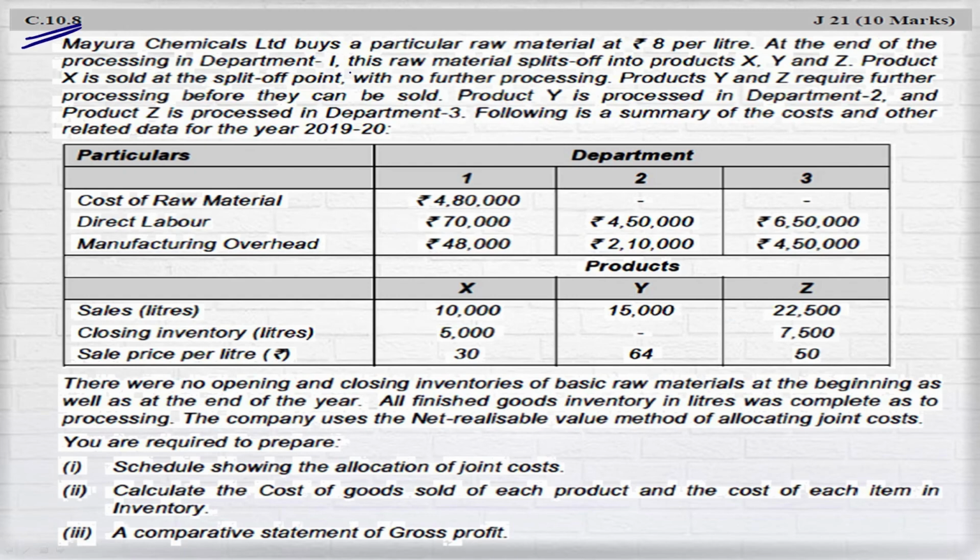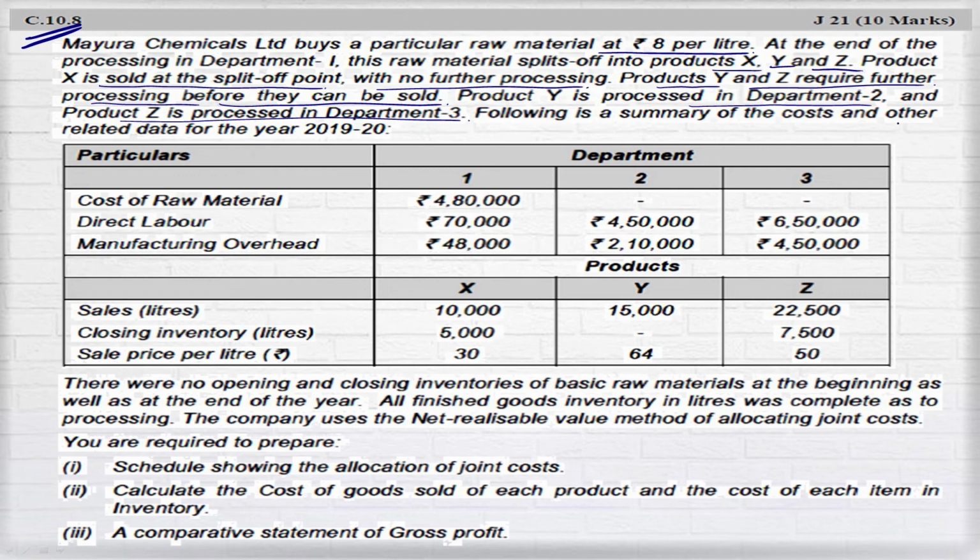Mayura Chemicals Limited buys a particular raw material at 8 per liter. At the end of the process, in department 1, this raw material splits off into product X, Y and Z. Product X is sold at the split off point with no further processing. Products Y and Z require further processing before they can be sold. Product Y is processed in department 2 and product Z is processed in department 3.